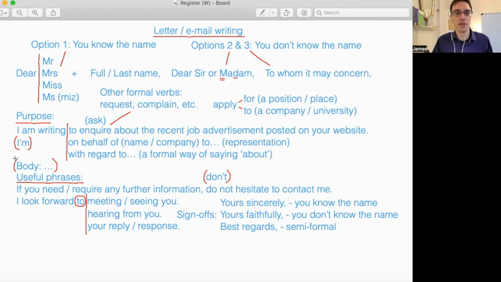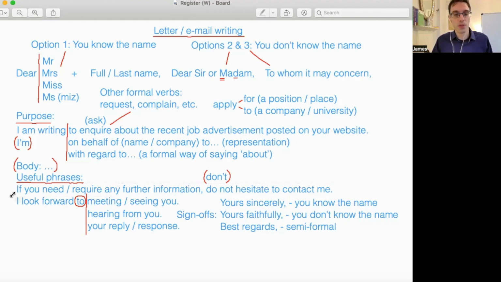Now, after that, you get into your body, and I can't give too much advice here. It depends on the question. But other set phrases or useful phrases that we use in English are as follows. So "if you need or require" is more formal than "need" "any further information, do not hesitate to contact me." Don't wait to ask me is what that means. And that's a very common set phrase towards the end of an email.